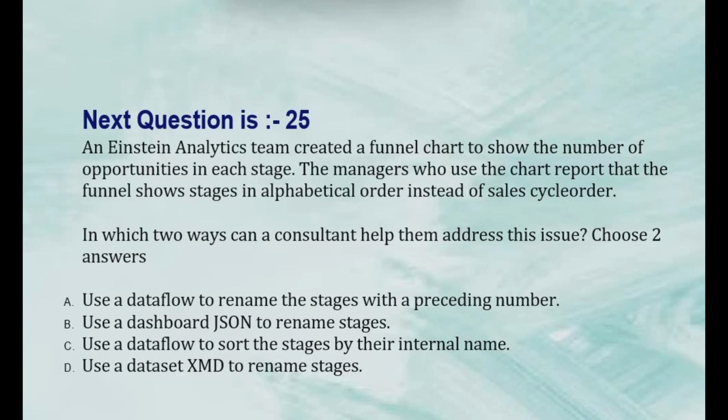Option A, use a data flow to rename the stages with a preceding number. Option B, use a dashboard JSON to rename stages. Option C, use a data flow to sort the stages by their internal name. Option D, use a dataset XMD to rename stages.